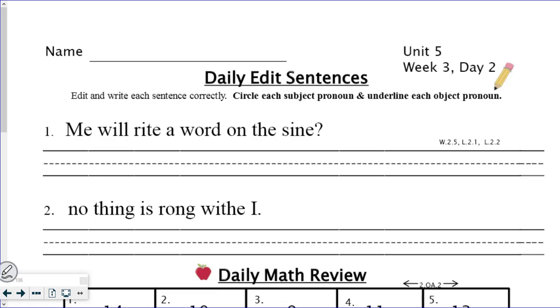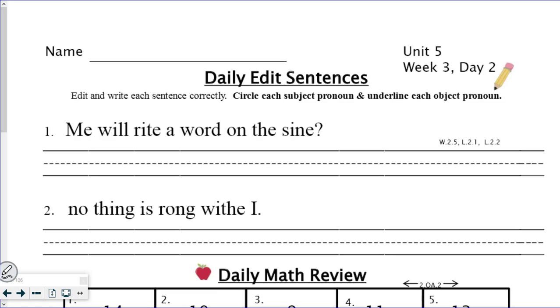We're on Unit 5, Week 3, Day 2. Happy Tuesday. The directions say edit and write each sentence correctly, circle each subject pronoun, and underline each object pronoun. Remember that a pronoun is a word that can take the place of a noun. Number 1, me will write a word on the sign.